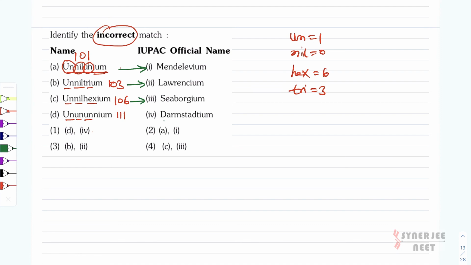Now, Darmstadtium, its atomic number is 110, not 111. 111 is Roentgenium. So this option is the mismatch. Therefore the correct option is 1D4, because they are asking for the incorrect match. This is the incorrect match.